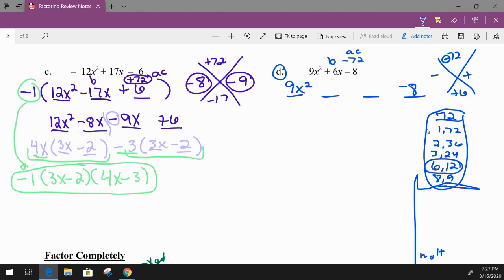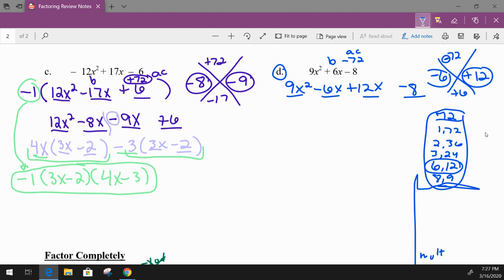If I want them to add up to a positive 6, the bigger number, which is 12, will have to be positive. The smaller one will have to be negative. So now if I check it, multiplied together, they do equal negative 72. Added together, they do equal positive 6. So these are the coefficients of our middle terms. And if we combine those 2 terms, we would get that middle term there.